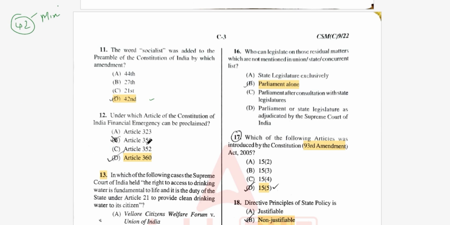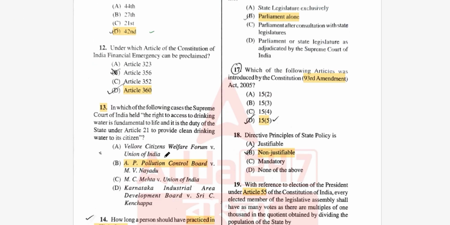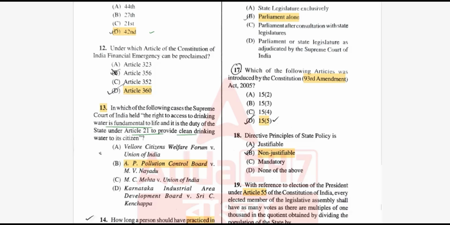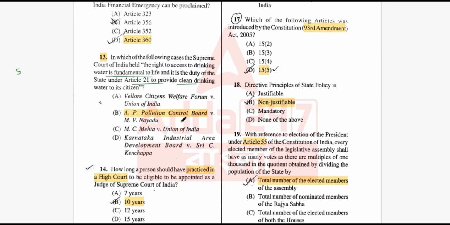Next question: under which article of the Constitution of India is financial emergency proclaimed? That is Article 360. Next question: in which of the following cases did the Supreme Court of India hold that the right to access drinking water is fundamental to life, and it is the duty of the state under Article 21 to provide clean drinking water? Option B, Andhra Pradesh Pollution Control Board versus M.V. Nayudu. Okay, now this is a very important case. Just like sleeping is part of the right to life under Article 21, that is Ramlila Maidan versus Union of India. Like these kinds of things which are given under Article 21 by the Honourable Supreme Court, you can easily find from the related cases.